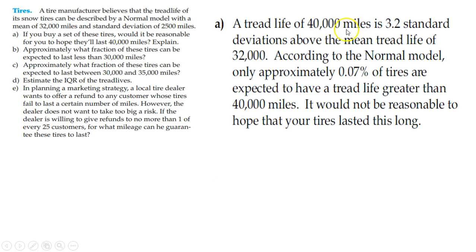A tread life of 40,000 miles is 3.2 standard deviations above the mean, right? If you want to hope they last at least 40,000 miles, right? So if we wanted to figure that out, where would that be? Exactly. What you would do is you could go to normal CDF. Press that in there, and it says if you want to set up these tires, would it be reasonable if you hope they'll last 40,000 miles?